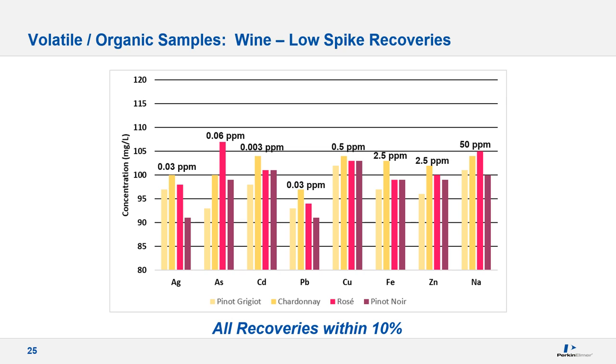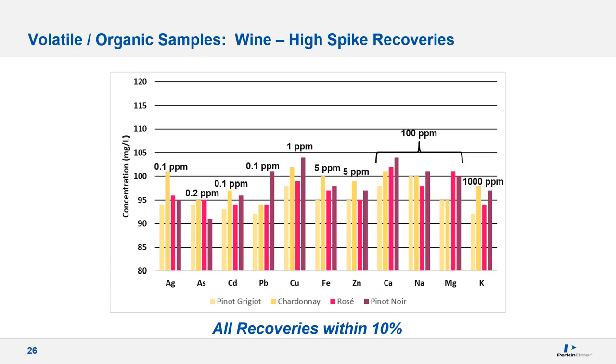To assess the accuracy of the methodology, all wines were spiked with low analyte concentrations relative to the analyte concentrations measured. Calcium, magnesium, and potassium were not spiked at lower levels due to their high analyte concentrations in the wines. The spike level ranged from 0.03 ppm for cadmium up to 50 ppm for sodium. All recoveries for all the wines are within 10%, demonstrating the accuracy of the methodology.